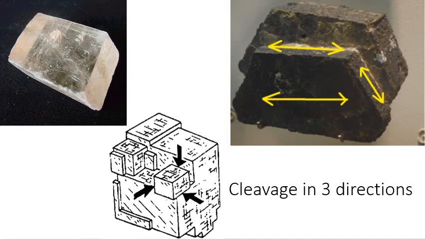These all have cleavage in three directions. We've got a flat surface on this side, a flat surface here, and a flat surface here. That's cleavage in three directions. So if it has cleavage, take a look at the pattern. How many different planes of flat surfaces does it have? Basically, the maximum is 3 for what we're doing.